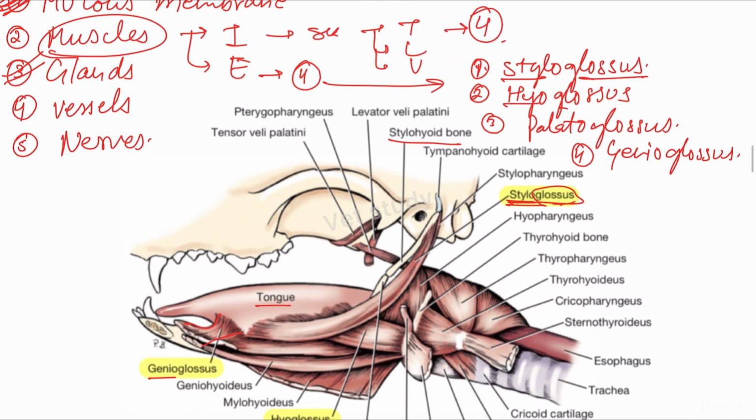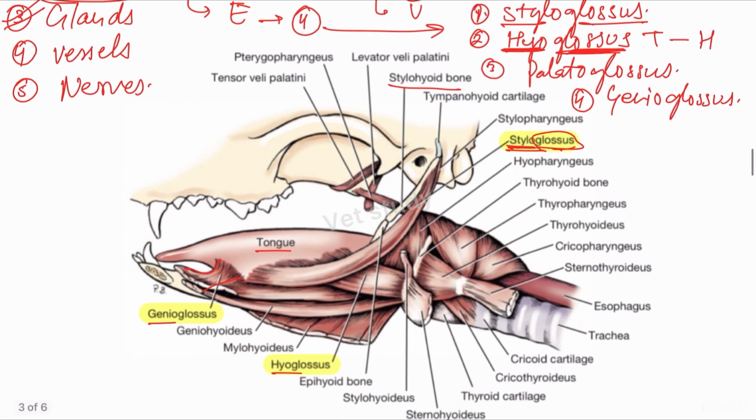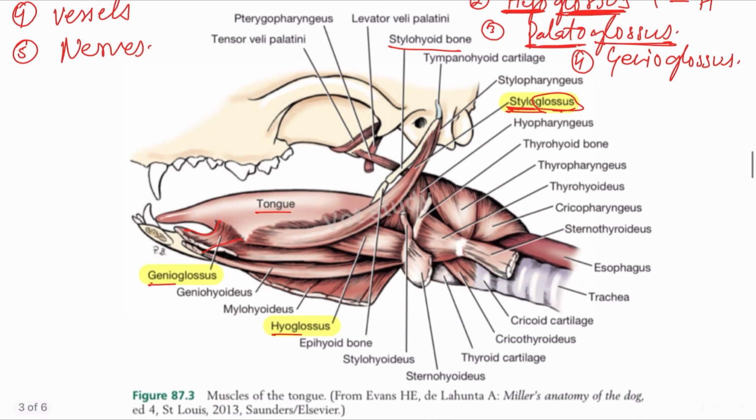Next is the hyoglossus. Hyo refers to the hyoid bone, and glossus refers to the tongue. So this muscle attaches the tongue to the hyoid bone. Next is the palatoglossus. Palato refers to the soft palate. So the muscle which attaches the tongue to the soft palate is the palatoglossus muscle. Next is the genioglossus. The tongue attaches to the mandible through the genioglossus muscle.